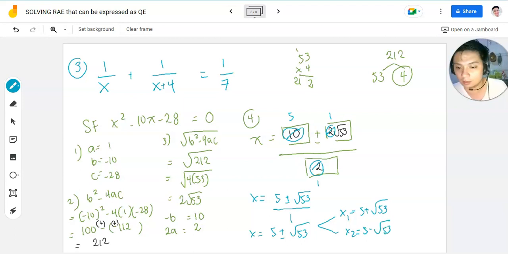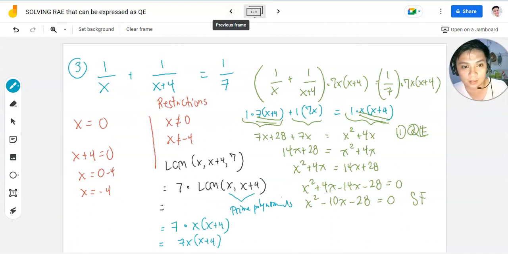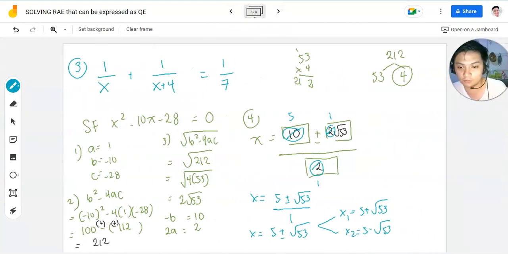And neither of them is equal to 0 nor equal to negative 4. So, ibig sabihin, both will be accepted as the roots of the given rational algebraic equation.